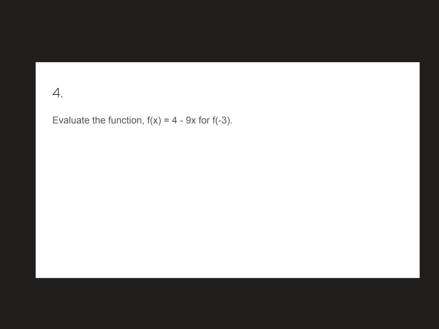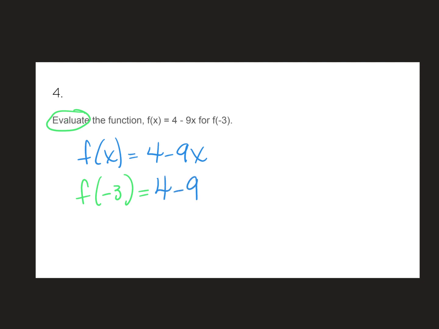Evaluate the function f of x equals 4 minus 9x. So I'm going to write that so we can work it. 4 minus 9x for f of 3. Evaluate means we're going to figure out what is the solution when I plug in -3 in the place of x. So 4 minus 9, always substitute inside parentheses, -3. Again, I want you to pause the video, work it out, and then check to see if you get the same thing.